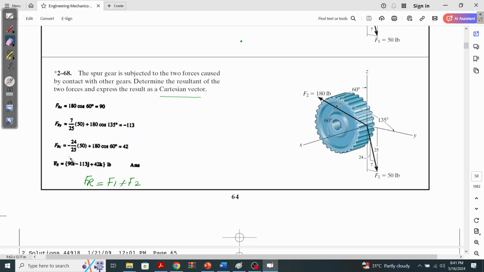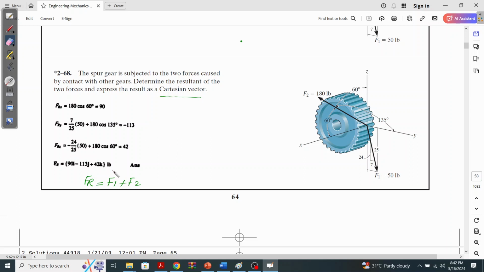Now Frz, for the z-axis, we know what components will be there. One of them is this force, which is 180 pounds, making an angle of 60 degrees with the z-axis, so it is going to be 180 cos 60. The other component is this F1 force, which is 50 pounds, making an angle with cosine 24 upon 25, so it is 24 upon 25 into 50.